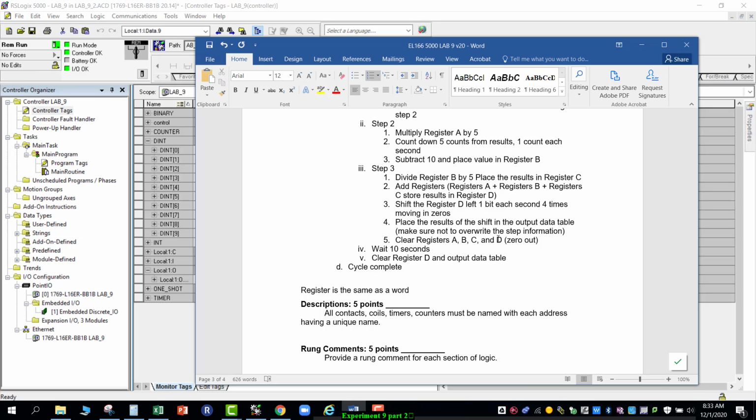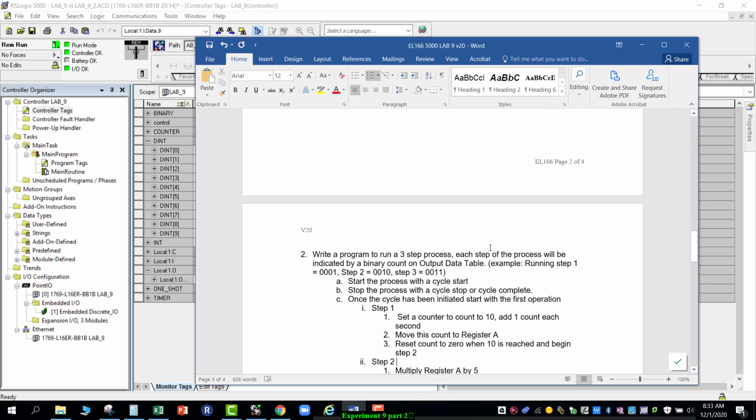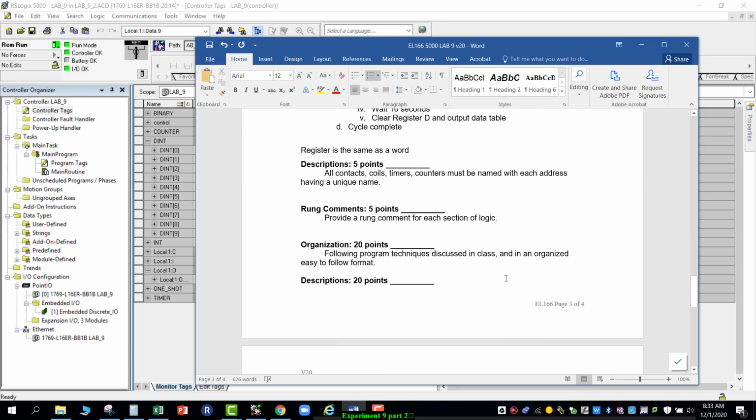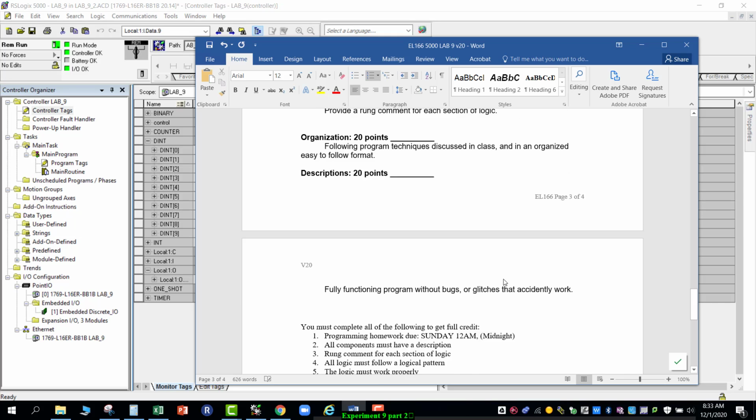We display the results in the output data table for 10 seconds, and then we clear everything out and complete the cycle, resetting the cycle start. So that's all we're looking to do here. That should cover about everything.